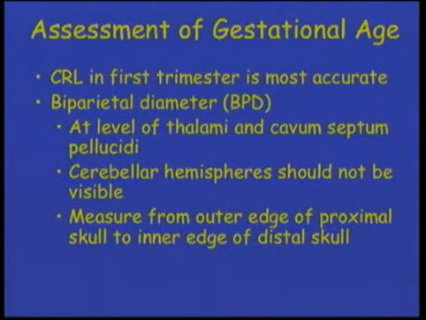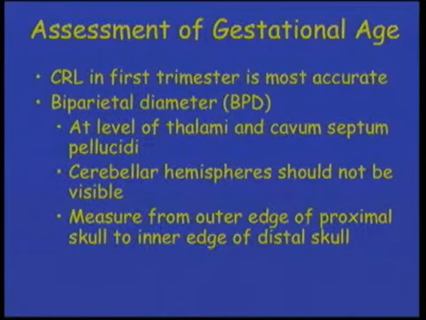Ultrasound should also be used for assessment of gestational age. The crown rump length is the most accurate in the first trimester to assess for gestational age, but as you go on to the second trimester, we use the biparietal diameter, and that should be performed at the level of the thalami and the cavum septum pellucidum.